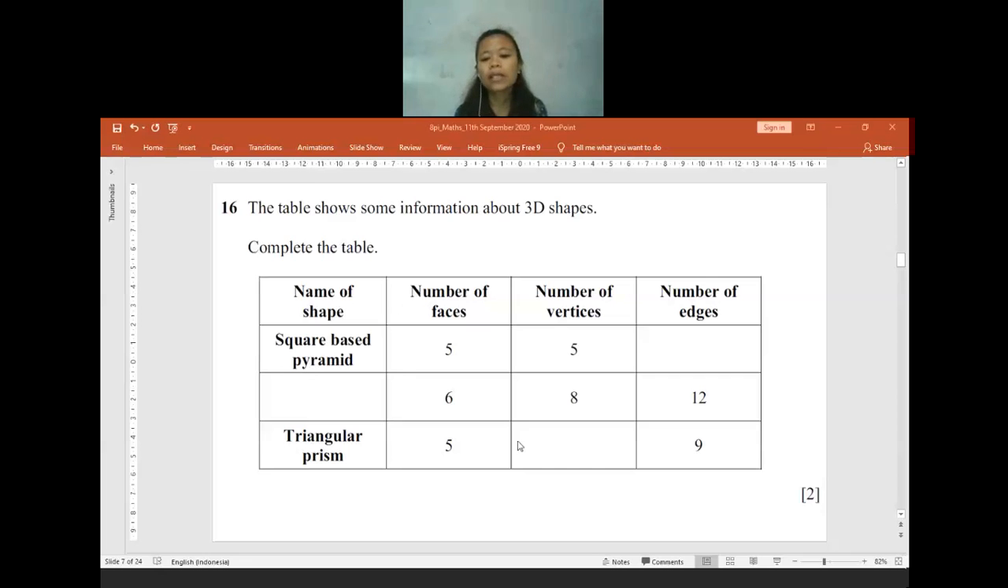Someone says 8, someone says 5. How many will it be? Okay, if you get confused, you can draw a pyramid first. Don't mind my ugly drawing. This is the base, and then because it's a pyramid, imagine it's a neat diagram.